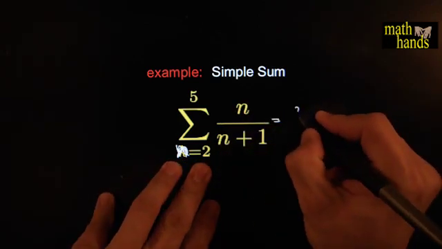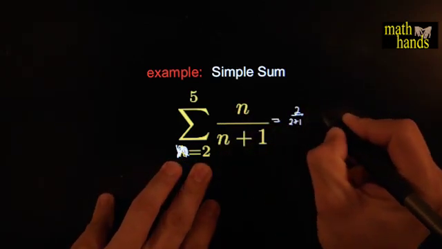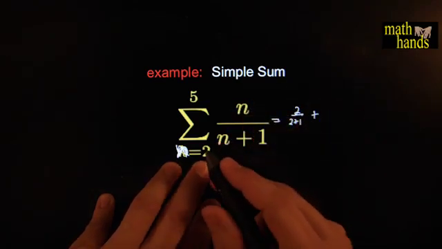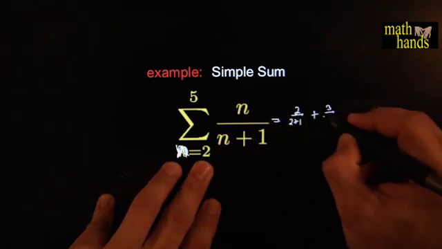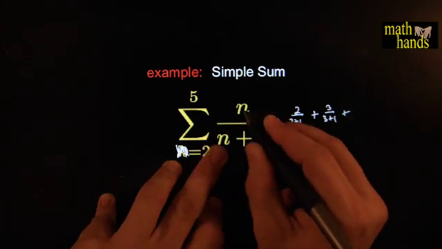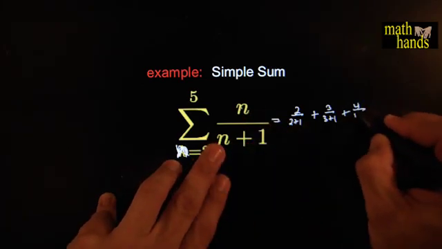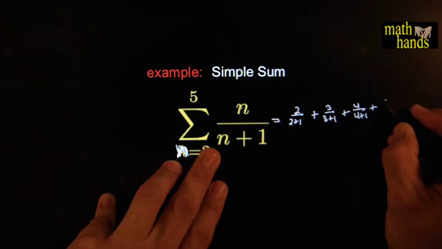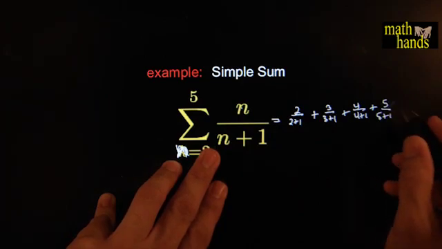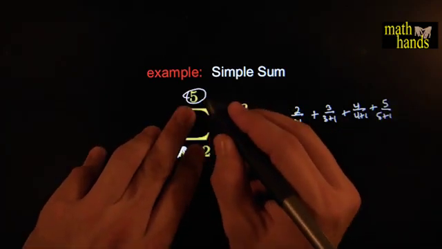Start at 2, so I would get 2 over 2 plus 1. That's it for my first term. Then I would plug in 3. So I get 3 over 3 plus 1. Then I would plug in 4. 4 there, 4 there. I would get 4 over 4 plus 1. Then I would plug in 5. 5 there over 5 there. And then I would stop, because this tells me stop when you get to 5.